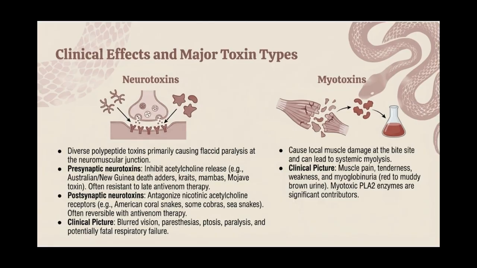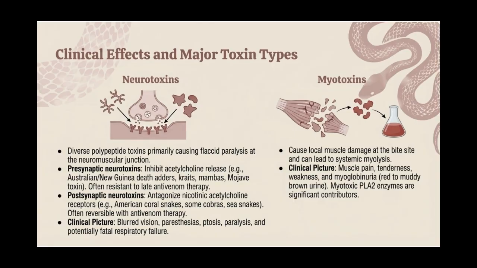These toxins are resistant to late anti-venom therapy. An example of a presynaptic neurotoxin is Mojave toxin, a phospholipase A2 enzyme present in some populations of Mojave rattlesnakes. In contrast, postsynaptic neurotoxins, which are found in snakes such as the small-eyed snake in New Guinea, American coral snakes, some cobras, king cobras, and sea snakes, antagonize nicotinic acetylcholine receptors at the postsynaptic level. These toxins are often reversible with anti-venom therapy.